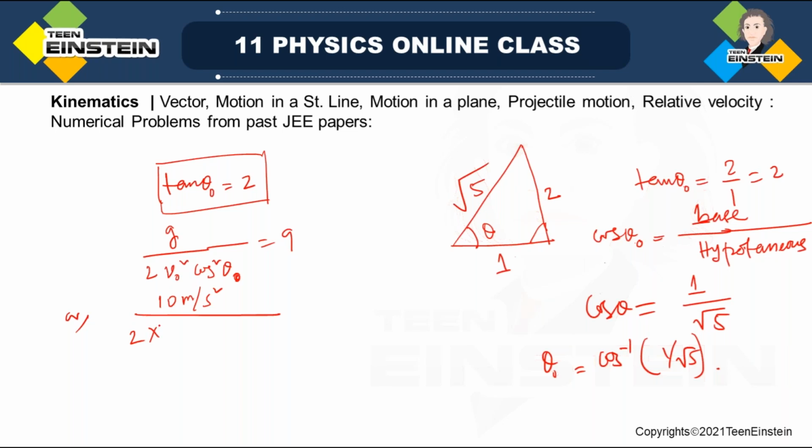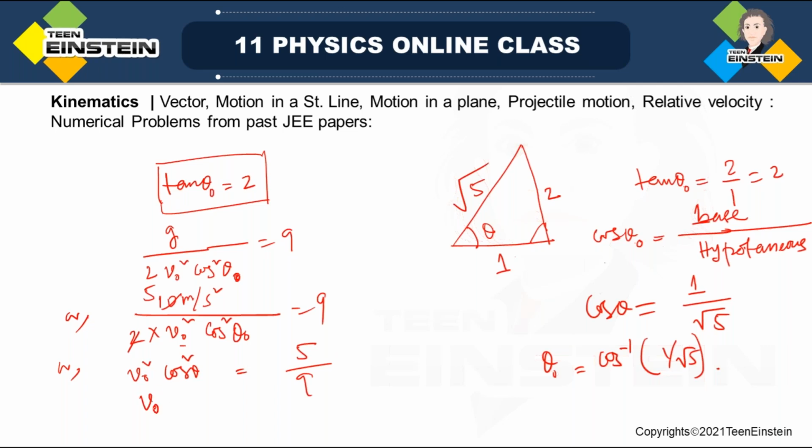V square, V naught square, we have to find out. Let us keep that as it is. Cos square theta 0 is equal to 9. So this is 5 meter per second square. And let us do one thing. We'll just take this V0 square cos square theta is equal to 5 by 9.